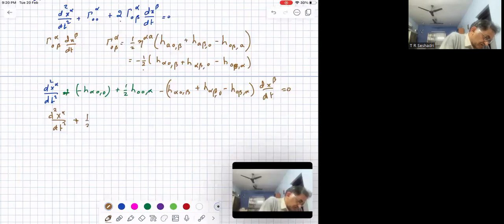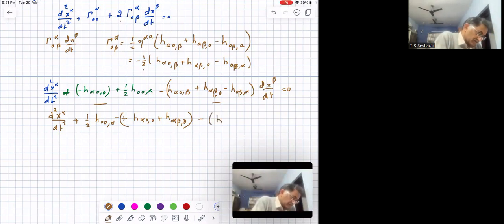Plus half H 0, 0, comma alpha, and 0, 0, comma alpha minus H alpha 0, 0 minus H alpha beta, comma 0. I have combined this and this, and then minus H alpha 0, comma beta plus H beta 0, comma alpha. Because it is symmetric, this is dx beta by dt, dx beta by dt equal to 0. So this is a geodesic equation.